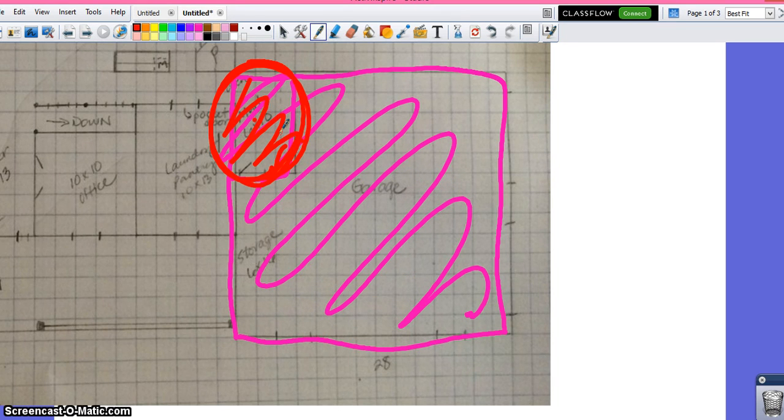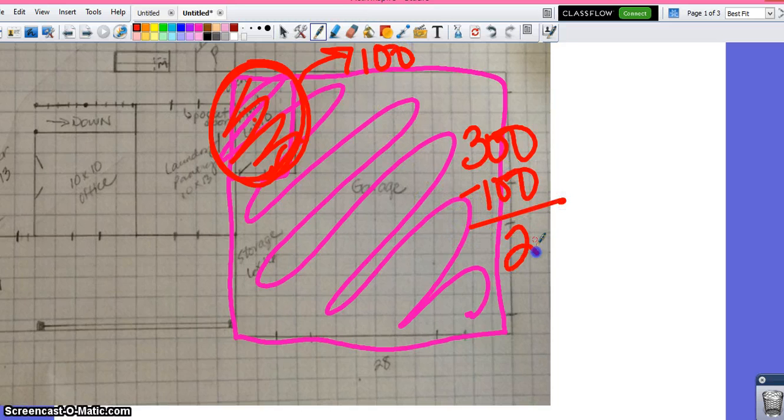So let's just assume that this right here, our area, is 300. It's not, but let's just go with that. And let's just assume that this area is 100. You would need to subtract them, so the garage is actually 200 square feet, because you're only talking about this area here that you can use.